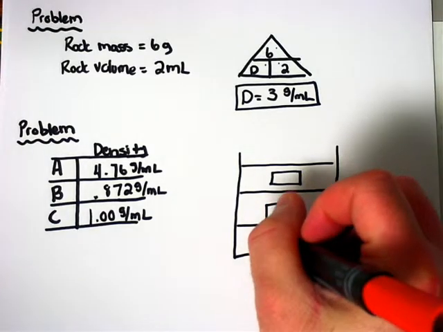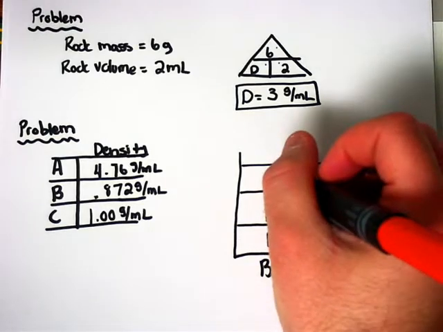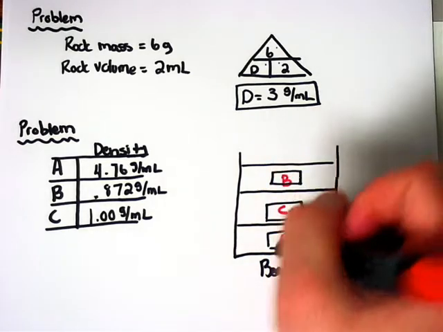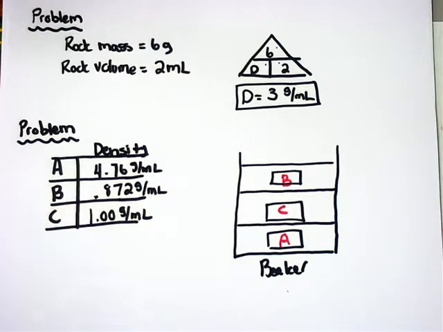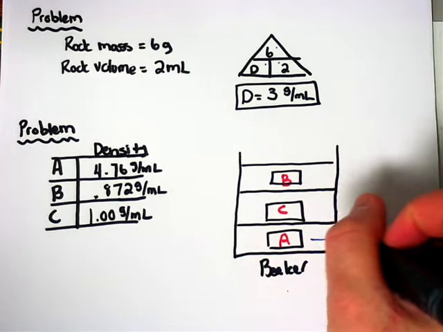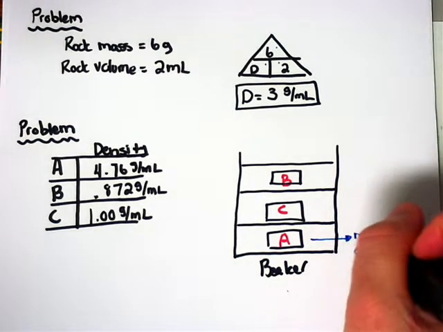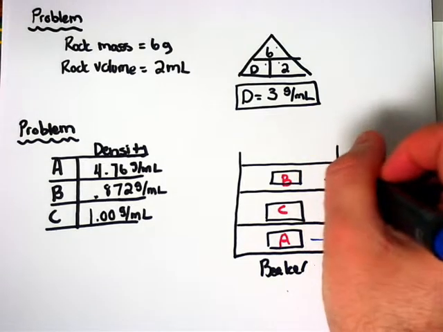I think it would be best if I put A on bottom, then C, and then B up top, so it reads BCA. Raise your hand if you got this question right. Very good. Is A the most or the least dense? Most dense. And B would be the least dense.